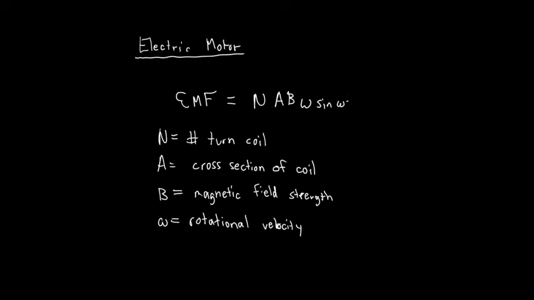So we have a coil of wire that's going to be spinning around. We're going to be rotating this. The speed of that rotation will determine what your EMF is, along with the number of turns, the area, and the magnetic field.